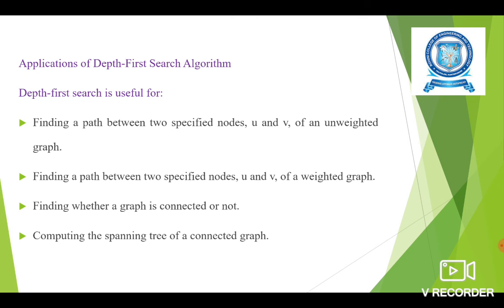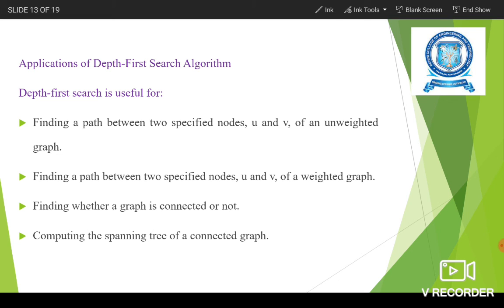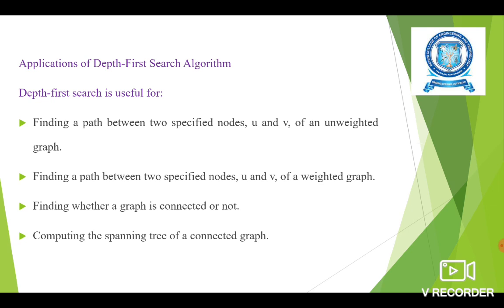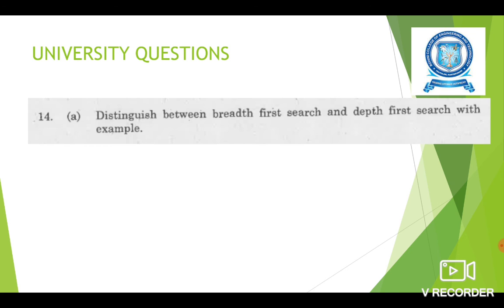So what are the applications of the depth first search algorithm? It is used to find a path between two specified nodes U and V for both the unweighted graph and the weighted graph. It is used to check whether the graph is a connected graph or not. It is used to compute the spanning tree of the connected graph. So these are some applications of the depth first search algorithm.